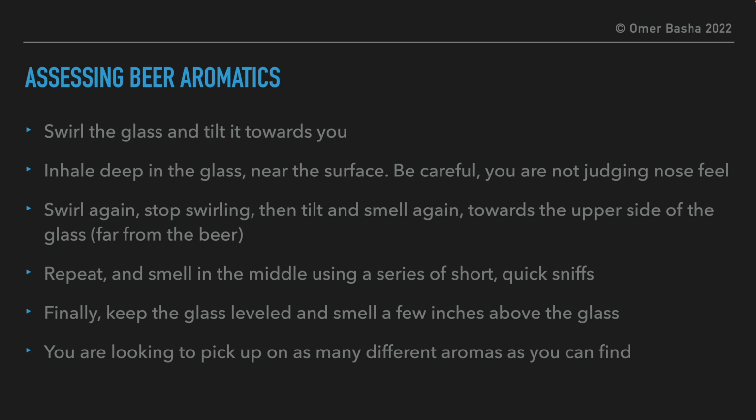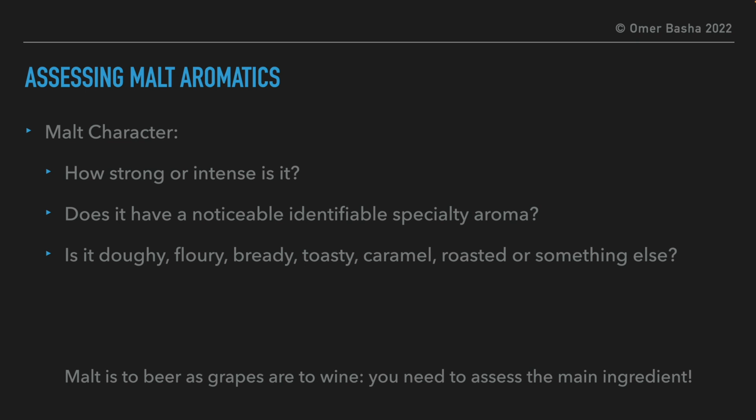Next, stir again, stop stirring and smell again, this time in the direction of the top of the glass, away from the beer. Repeat the stirring, but this time smell in the middle of the previous distances, with a series of short and quick sniffs. Finally, we smell at a distance of 10 to 15 centimeters above the glass while it is vertical. Each of these types of sniffs will highlight different aromas. When we assess aroma, we try to capture as many different aromas as we can feel.